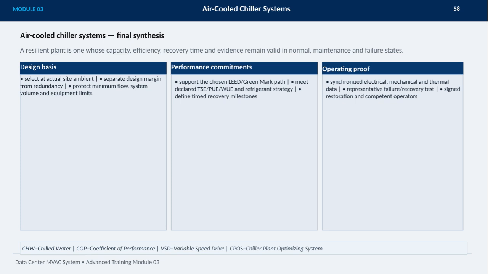Finally, operating proof ties it all together. You need synchronized electrical, mechanical, and thermal data, along with representative failure and recovery tests. This must be coupled with signed restoration records and having competent operators ready to manage the system effectively. Remember, understanding these aspects along with key terms like CHW, COP, VSD, and CPOS ensures your chiller system is optimized and sustainable.